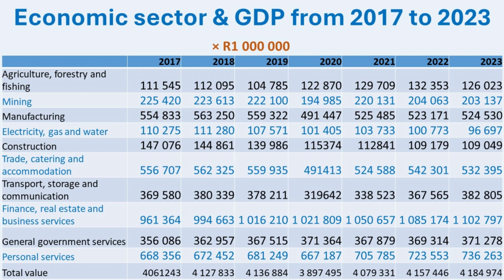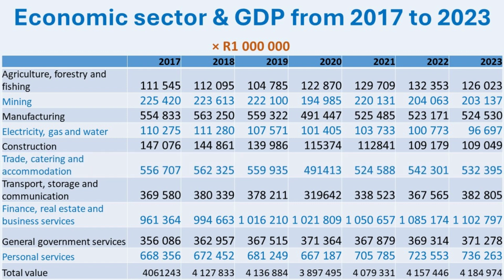This table shows the GDP of South Africa from 2017 to 2023. The columns show the contribution to GDP of the different economic sectors in a specific year. For example, in 2023, the contribution to GDP by the mining sector was about 203 billion rands. The total GDP for South Africa in 2023 was about 4.1 trillion rands. The rows show the contribution to GDP for a single economic sector.